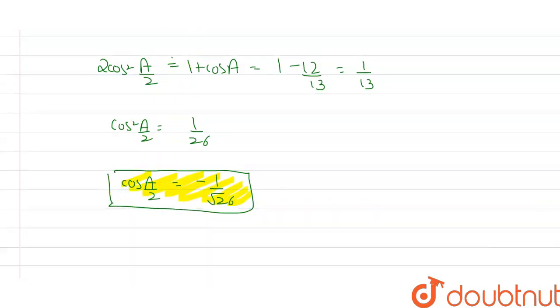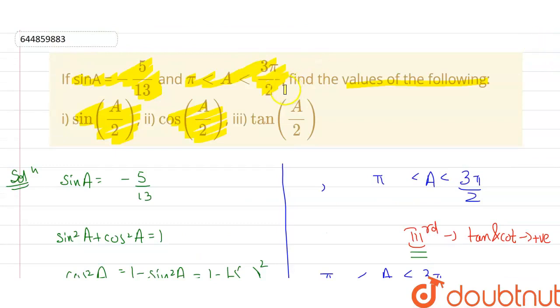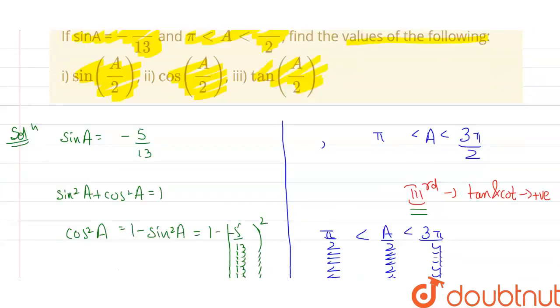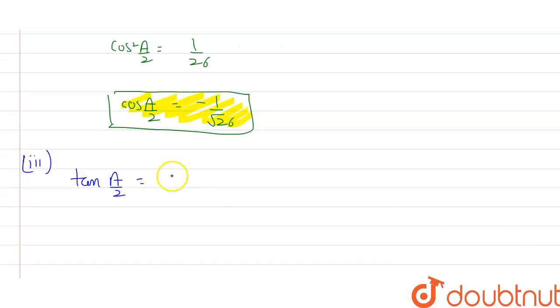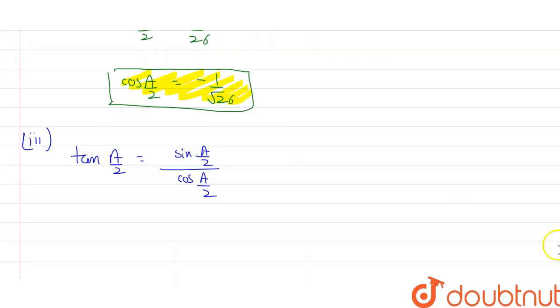Okay, now the third part says that I have to find the value of tan of A by 2, right? It's very simple now for us. We know that tan is sine by cos, so it will be sine A by 2 divided by cos A by 2. Do we know the value of sin A by 2 and cos A by 2? Exactly. Sin A by 2 is 5 by root 26, divided by cos A by 2, which is minus 1 upon root of 26.